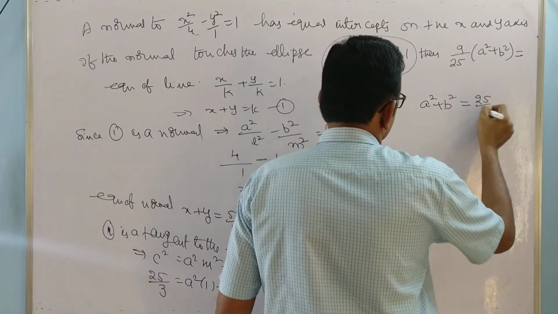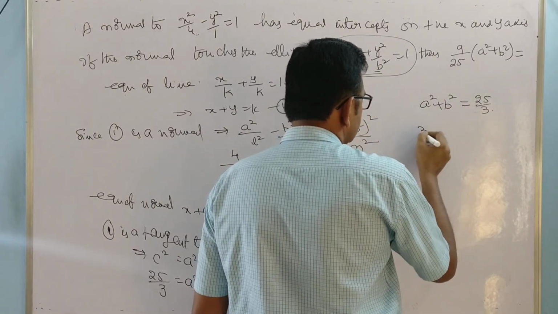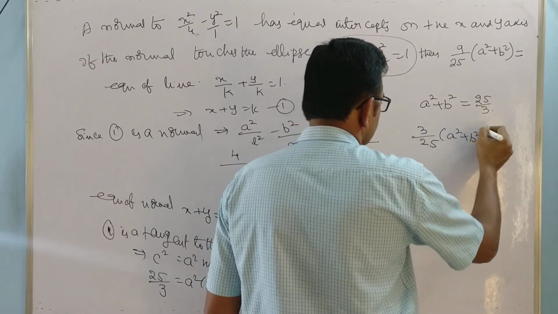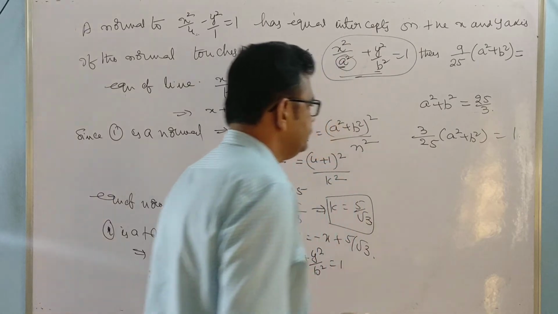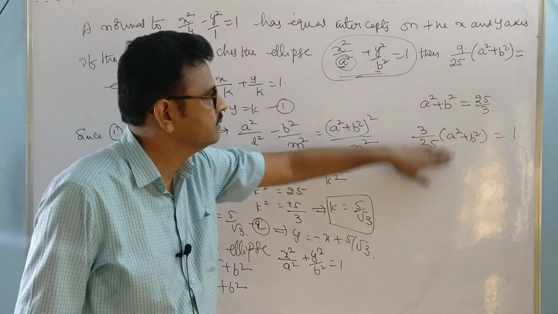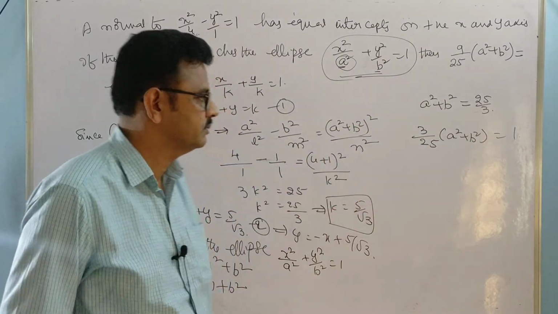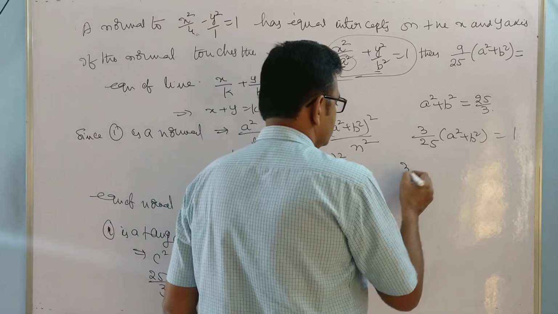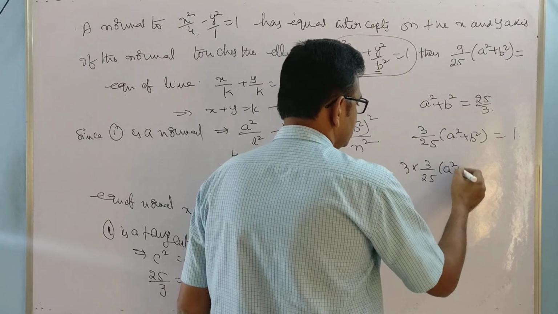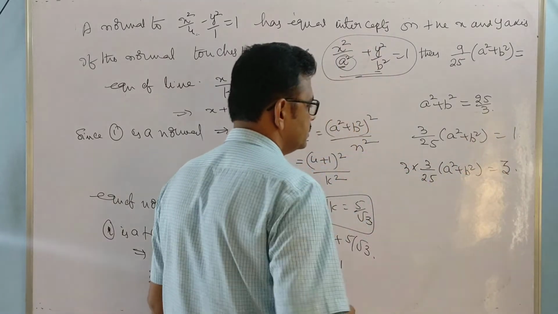25 by 3. Now cross multiplication, or you take this side. So 3 by 25 into a square plus b square is equal to 1. According to this given data, now the given question is what? Multiplying both sides by 3. So this is 3 into 3 by 25 into a square plus b square is equal to 3.